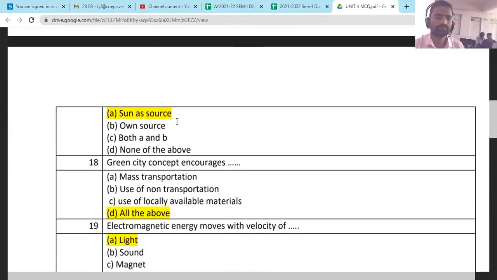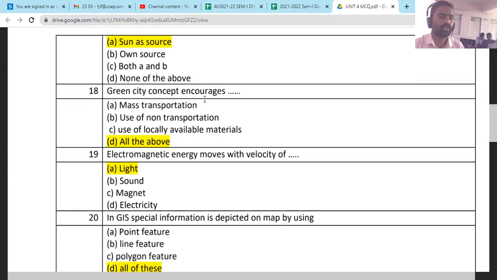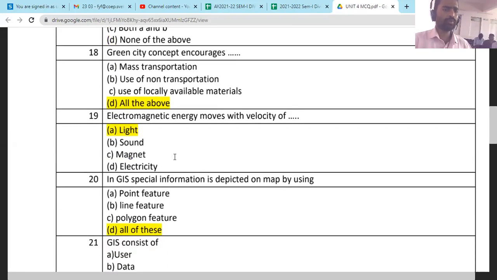Yes, sir. Yes. Then, green city concept encourages mass transportation, use of non-conventional energy, use of locally available materials, all. So the green city concept comes under green buildings. It is all of the above. Then electromagnetic energy moves with the velocity of light, sound, magnet, electricity. So electromagnetic energy moves with the velocity of light waves. Read on this one. All of you read on this one.